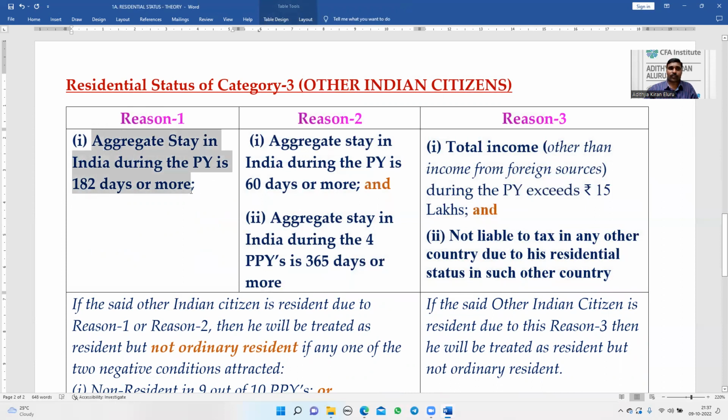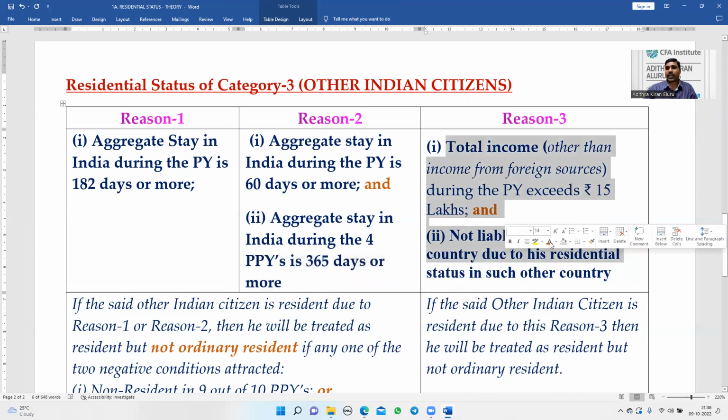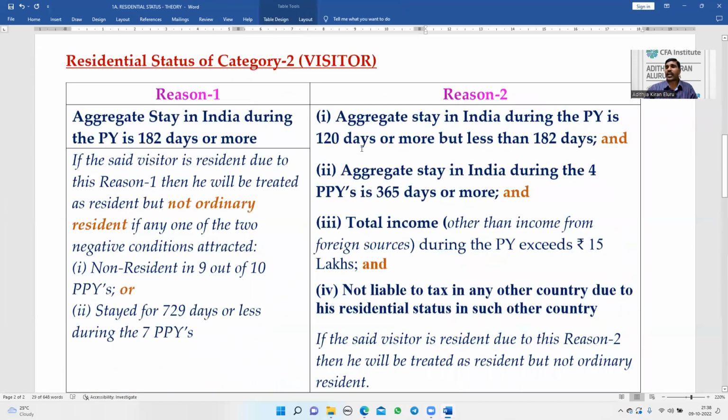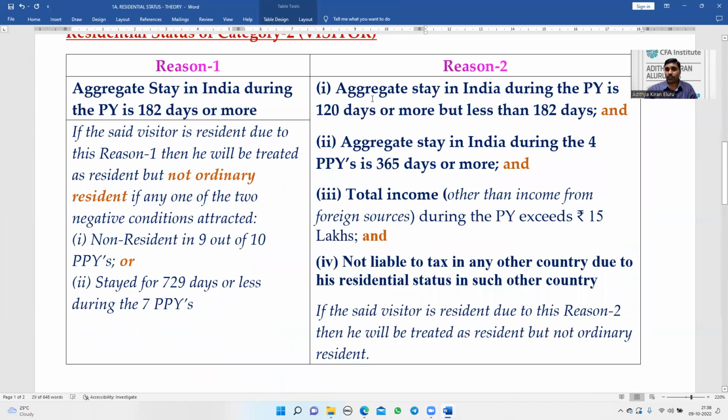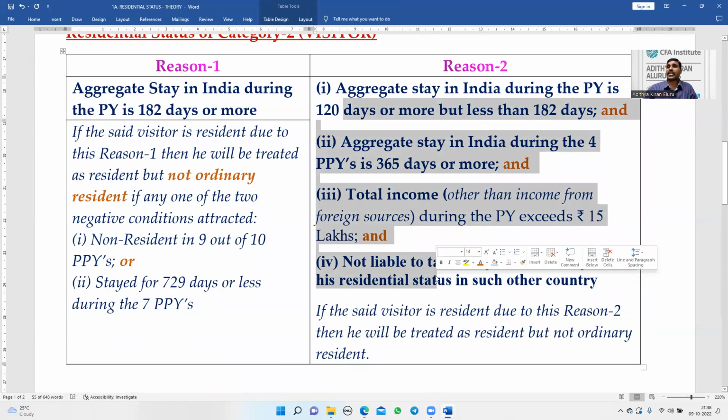So the first condition, 182 days or more. Second condition, 60 days or more during the current relevant previous year, and 365 days or more during the four preceding previous years. Observe the second and third category of people. In the second category of people, all the four conditions are to be present at a time.